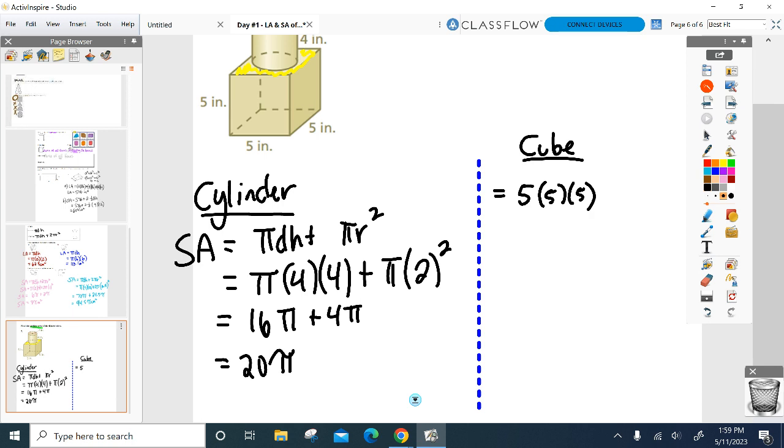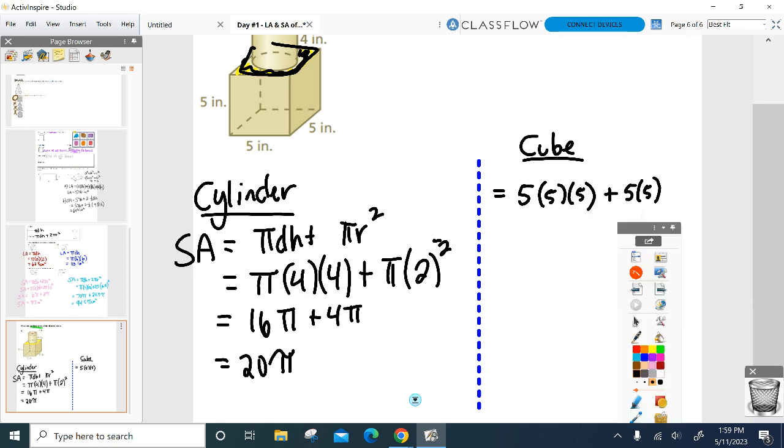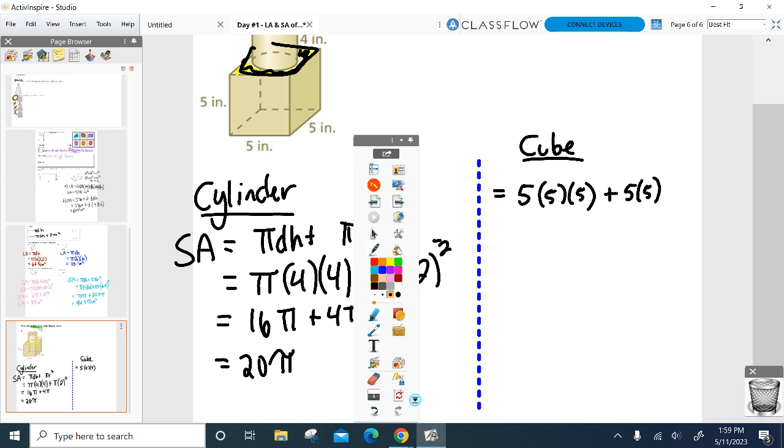What about the 6th face? How do I find the area of the 6th face? Meaning, basically, the shaded in region here. How do I find that now? The whole thing, right? Whole minus, right? Whole 5 times 5, and then what am I going to subtract out? What do I need to subtract out from that face? Minus pi r squared.